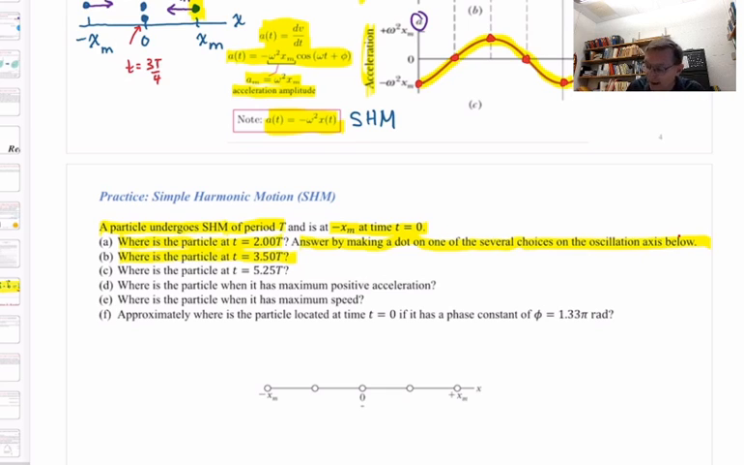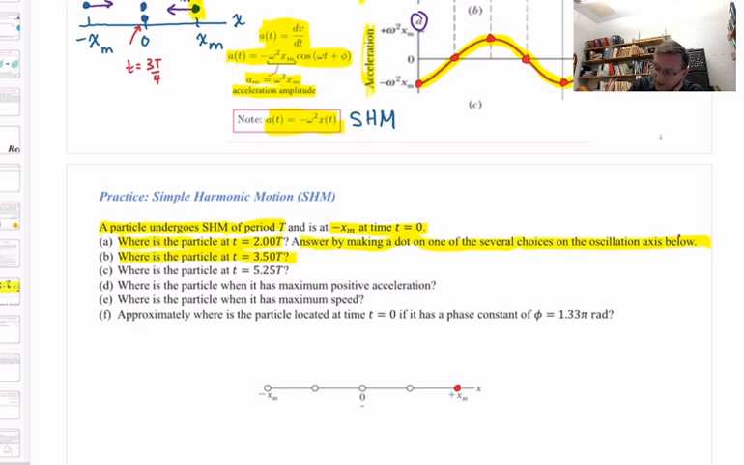All right, let's go through the count. Remember, we start at time 0 at negative x max. In 1 period, we go over and back, 1 period. Over and back, 2 periods. Over and back, 3 periods. And now 1/2 of a period. Well, that gets me over, but not back. In other words, I get to here. So after 3.5 periods, it's at plus x max.